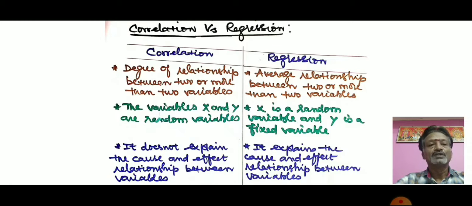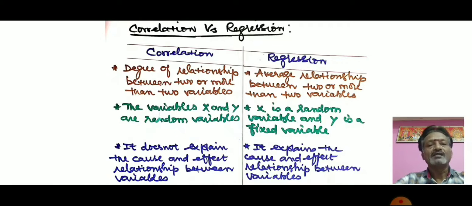Then point number 2, the variables x and y are random variables under correlation. Under correlation, all the variables, that is x and y variables, are random variables, but you take into account of regression, x is a random variable and y is a fixed variable.